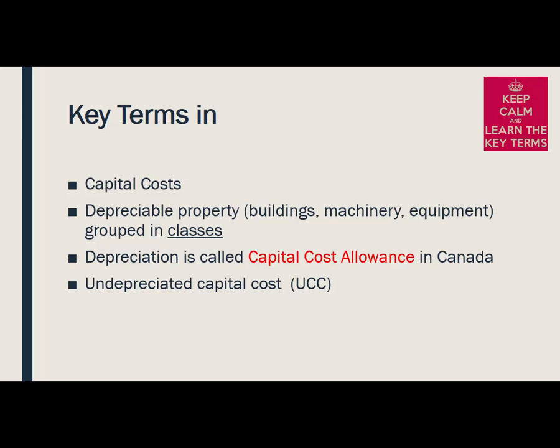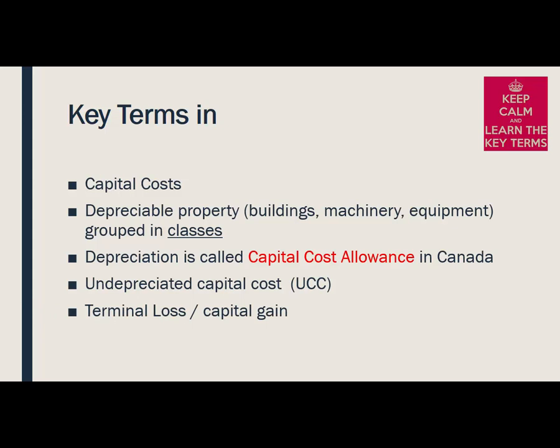Okay, so if I were to ask you the UCC, the undepreciated capital cost at the end of year 2, that's how much it was worth originally minus the 2 years of the capital cost allowance. When we go through an example, it will become clear.